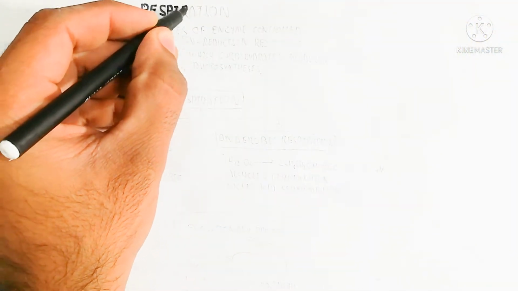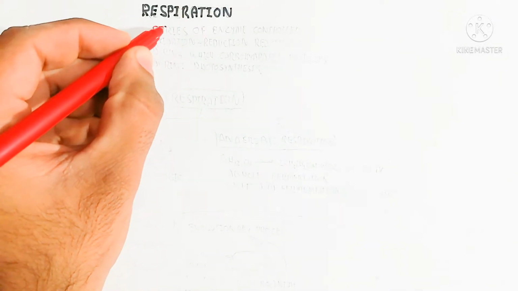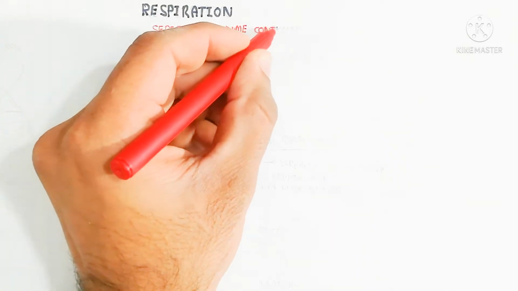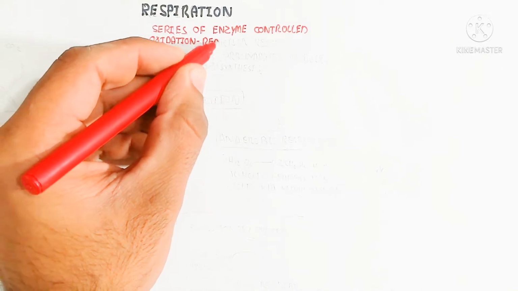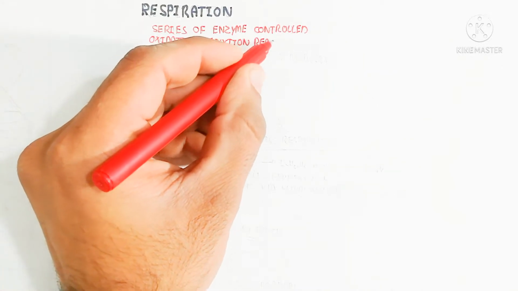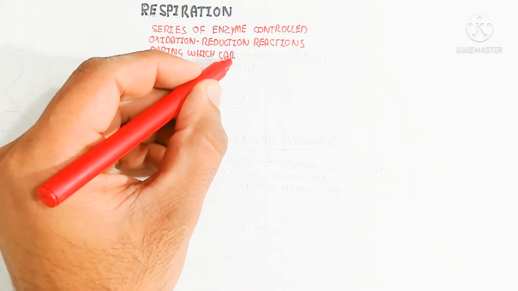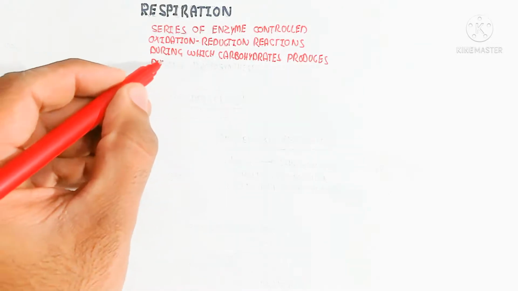Hello, in this video we will discuss the respiration overview and the glycolytic pathway. So what is glycolysis? It is the initial step of respiration. It is a series of enzyme-controlled oxidation-reduction reactions during which carbohydrates produced during photosynthesis are broken down. So the carbohydrate is produced from photosynthesis, which we will discuss first.